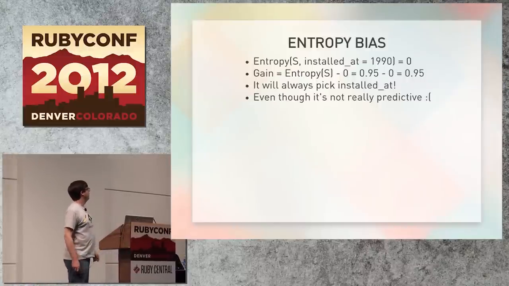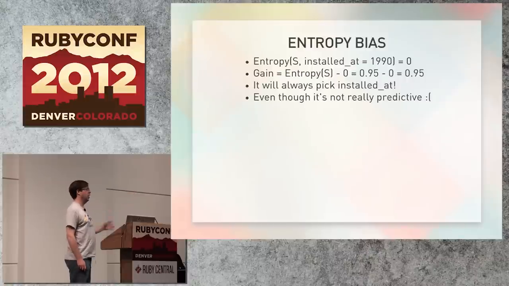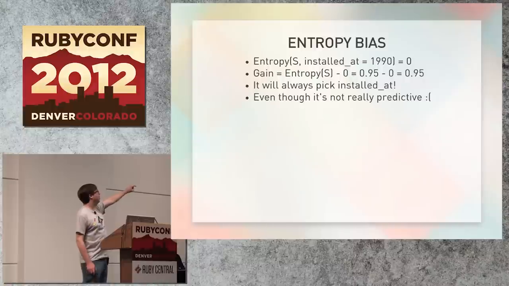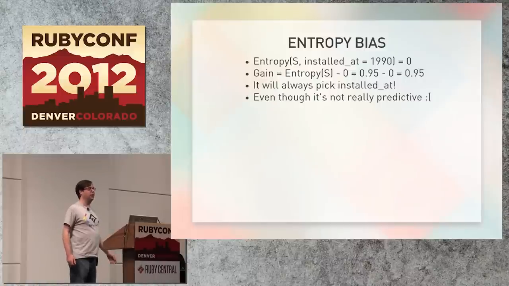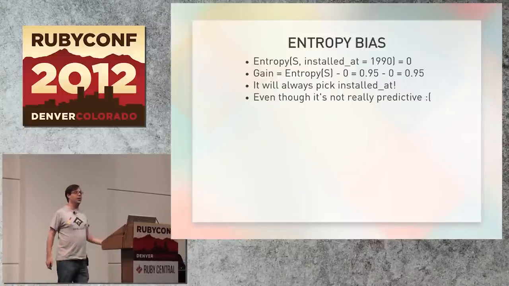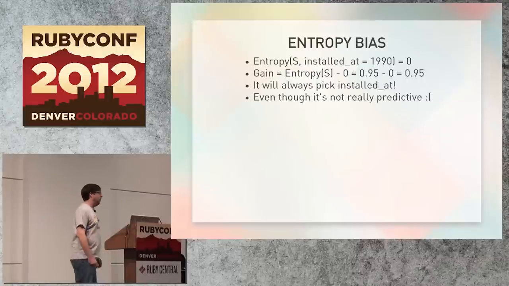And how this plays out is the entropy for installed at, for any of those values, 1990 in this case, for any of those values, the entropy is going to be zero. There isn't any. So it's going to add up all that entropy and end up calculating the gain as the total entropy for the set minus zero, and that's always going to be the maximum possible gain. So it's always going to split on that attribute first, even though that's not really predictive of an outcome. So it kind of falls over at that point and is not useful, which made me a little sad, but I got over it.